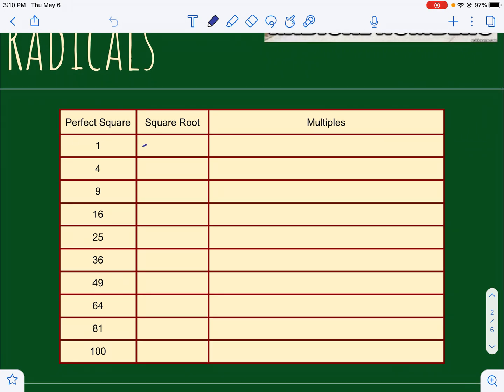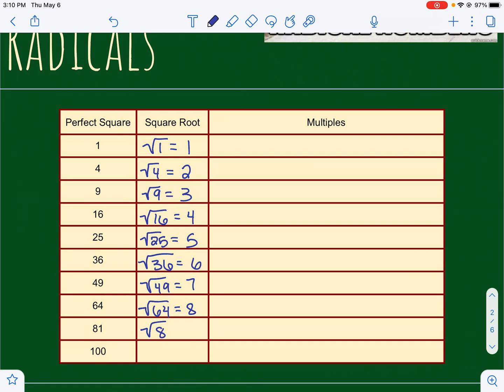The square root of 1 is 1. The square root of 4 is 2. The square root of 9 is 3. Square root of 16 is 4. Square root of 25 is 5. Square root of 36 is 6. Square root of 49 is 7. And we're just going to keep going. Square root of 64 is 8. Square root of 81 is 9. And the square root of 100 is 10.